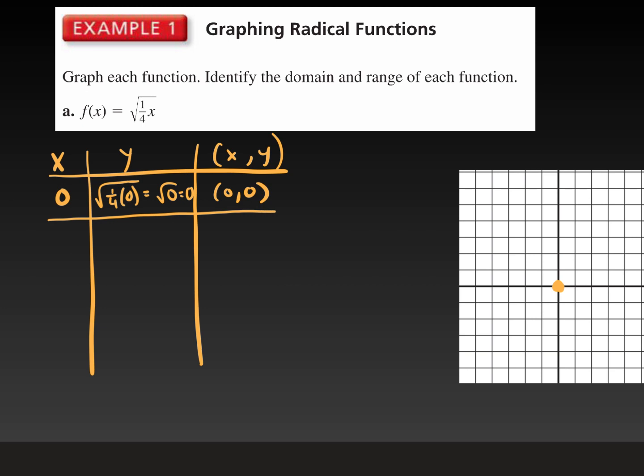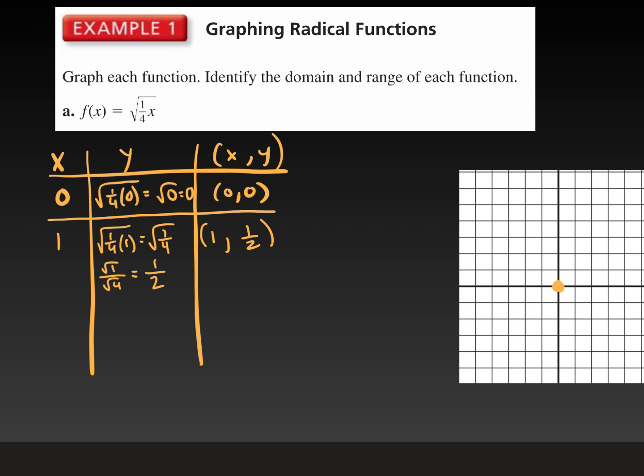What do you think another good point to plug in would be? 1. So let's plug in 1. We have the square root of 1/4 times 1, which would be the square root of 1/4. So for this question, you could just plug it into the calculator, but we also could evaluate this. What's the square root of 1/4? So remember, it's like saying the square root of 1 over the square root of 4. What's the square root of 1? 1. And what's the square root of 4? 2. So it'd be 1/2. So when I plugged in 1, I got 1/2.